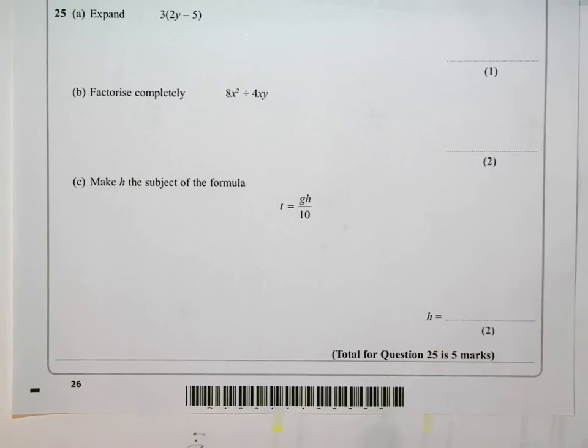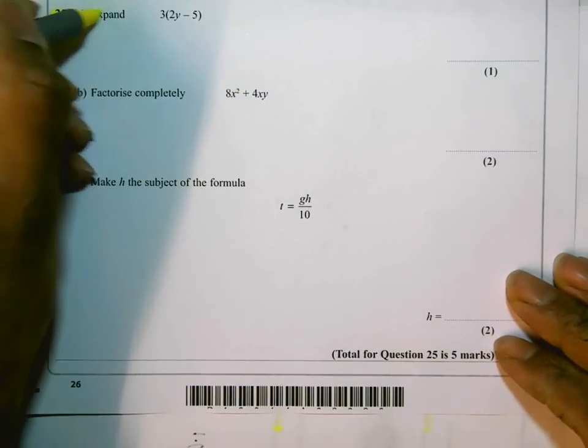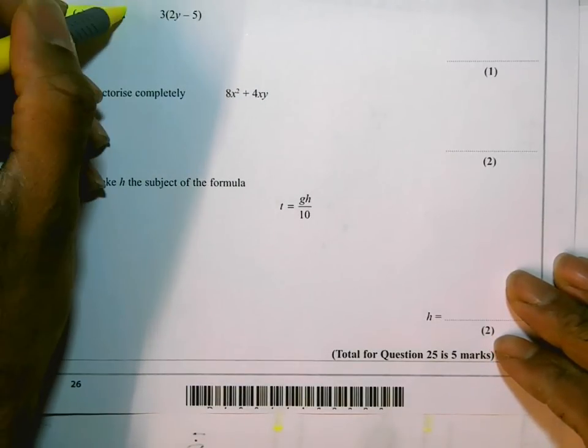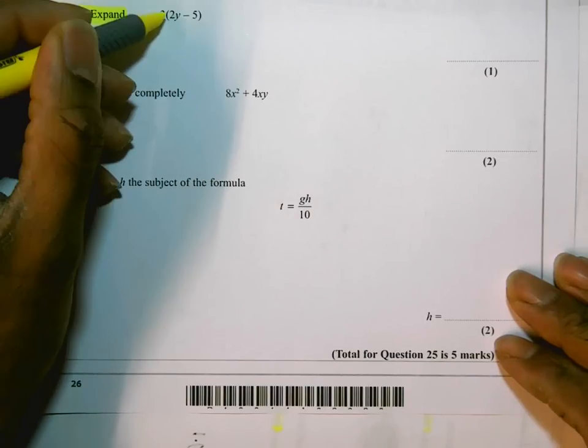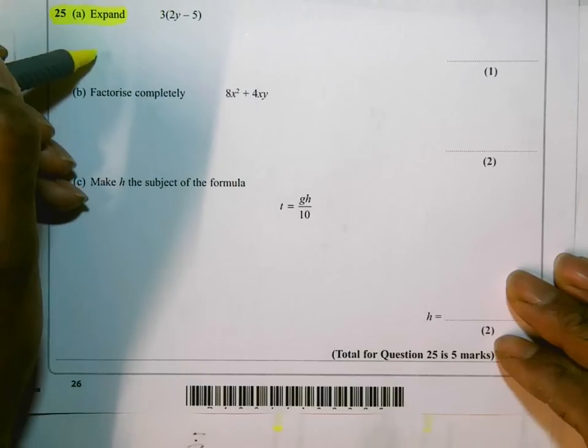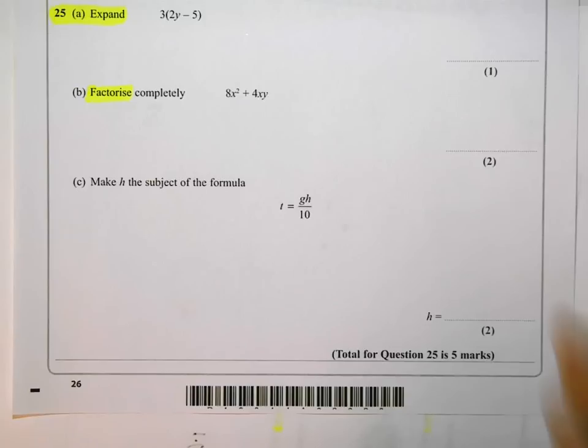Okay, here's question 25. This type of question is really popular in your foundation exam, right? It's actually popular in the higher paper as well. Part A says expand, which means to multiply out the brackets. Part B says to factorize, which is the opposite, so that means put it into brackets. And part C, we'll get to that one in a bit. That's slightly different, but let's work through this.